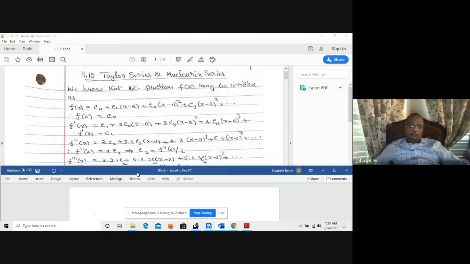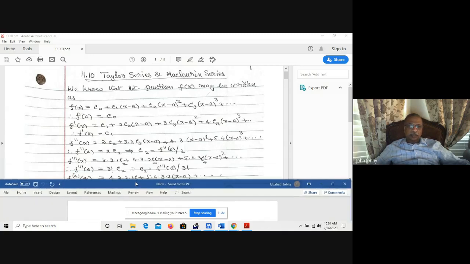Differentiate f″(x) once again, you get f‴(x) = 3 times 2 times 1 times c3 plus 4 times 3 times 2 times c4 times (x − a) plus etc. So this is c3, not c2. c3 is equal to f‴(a) divided by 3 factorial.